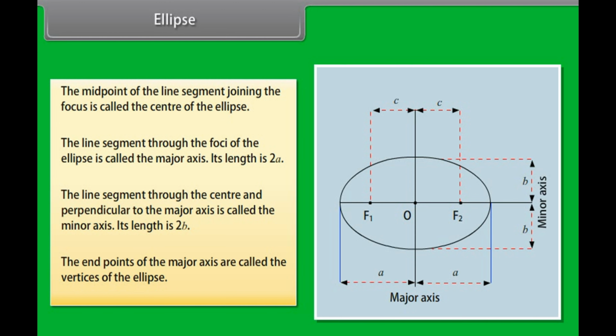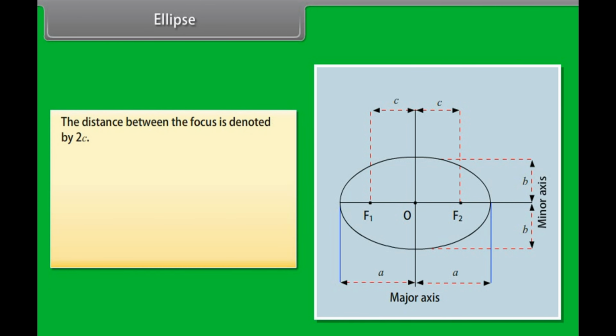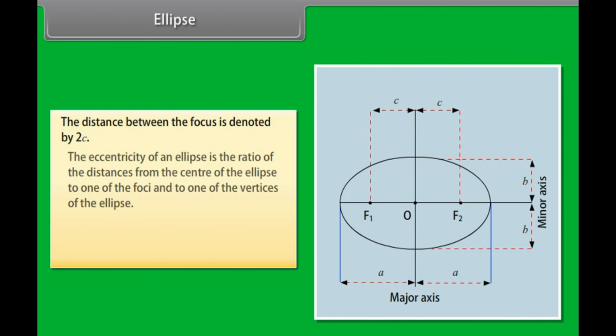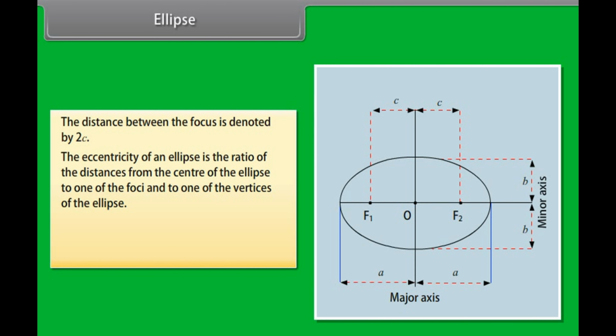The end points of the major axis are called the vertices of the ellipse. The distance between the foci is denoted by 2c. The eccentricity of an ellipse is the ratio of the distances from the center of the ellipse to one of the foci and to one of the vertices of the ellipse. That is, e is equal to c upon a.